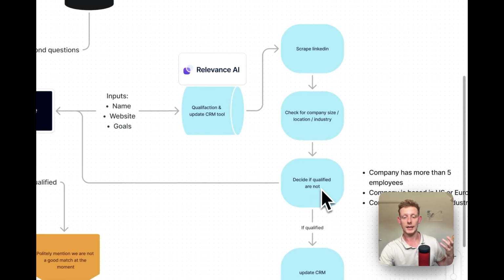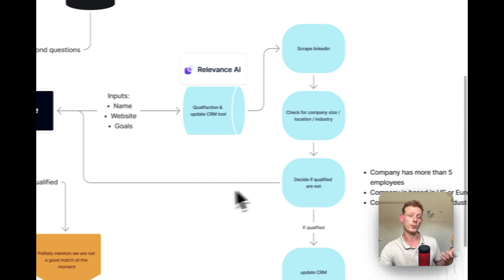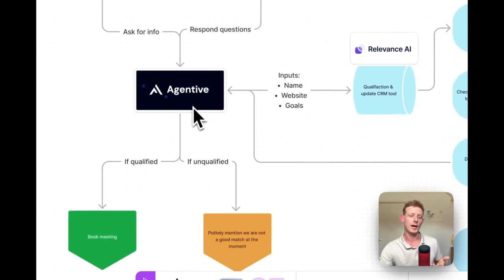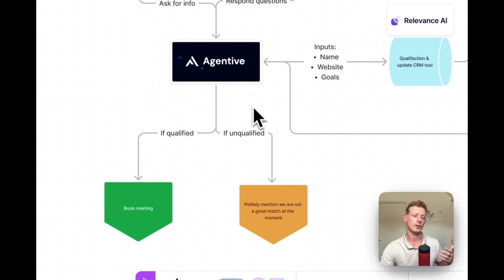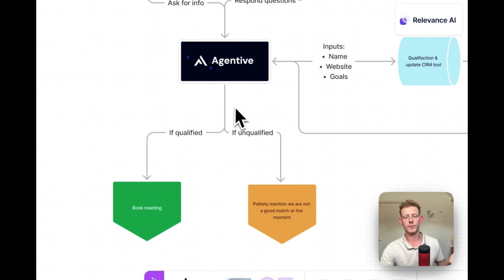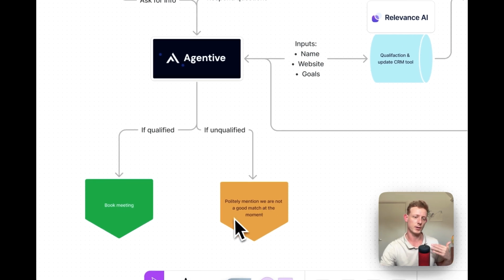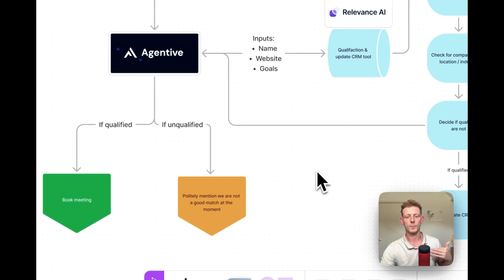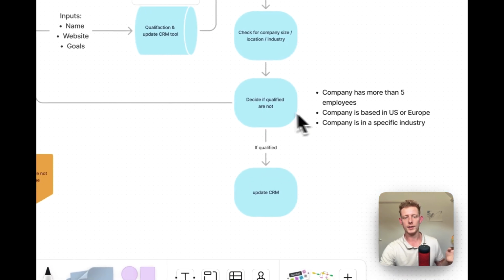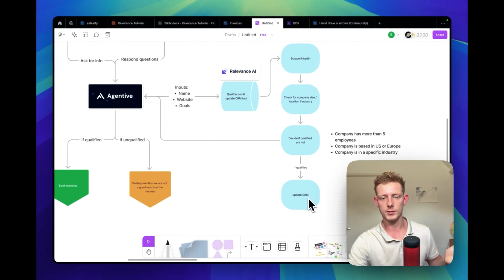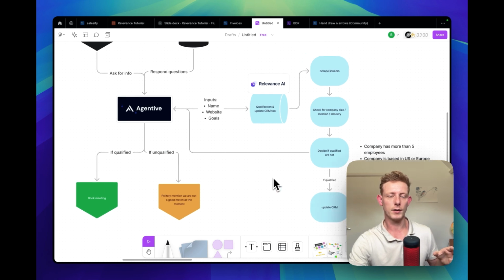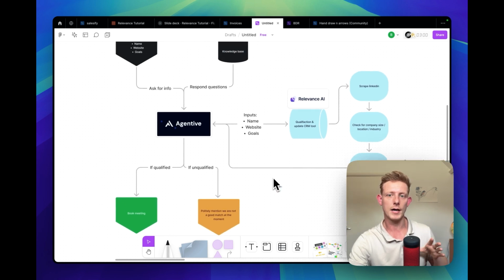So the outcome of this, let's say the lead was qualified, the tool will report that back to the AI agent. And then we instruct, of course, the AI agent to say, if the lead is qualified, then try and set up a meeting. And if not, politely mention we're not a good match at the moment, right? So very simple setup. Also, if the lead is qualified, our tool will also automatically update our CRM, our HubSpot CRM. So very easy setup. Now I'll show you first Agentive, how it's set up, and then I'll show you Relevance.